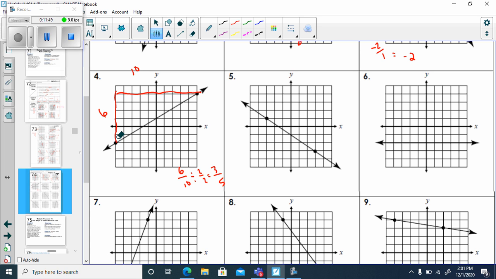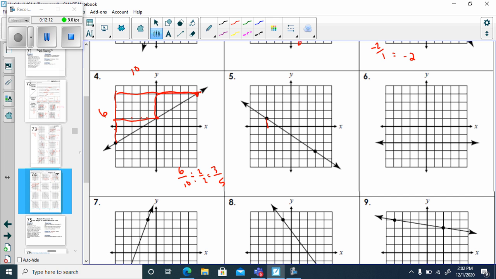So this one, the slope is up 3, 1, 2, 3, and over 1, 2, 3, 4, 5. Yes, that puts it right there. Okay, up 3 and over 5. Perfect. Okay. All right, now let's look at 5 here.